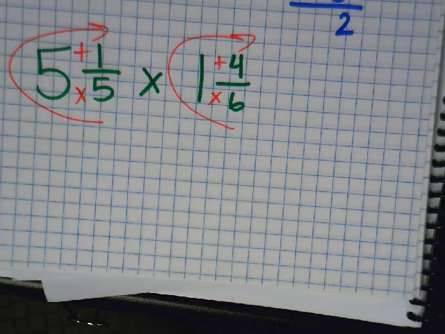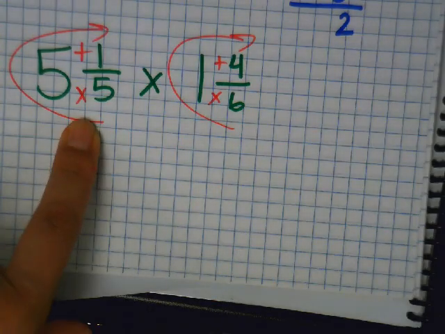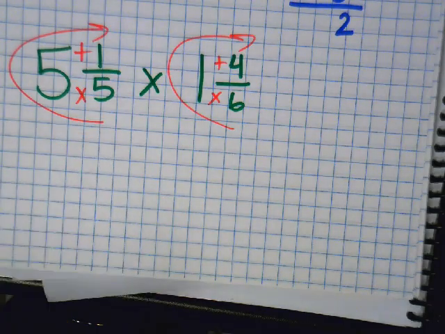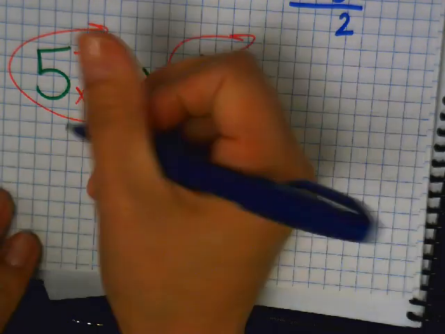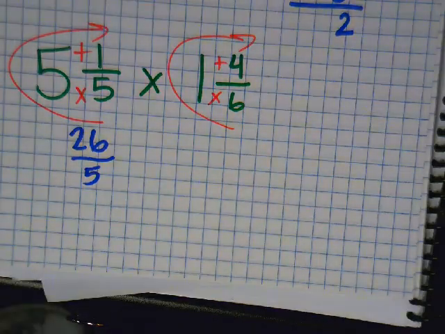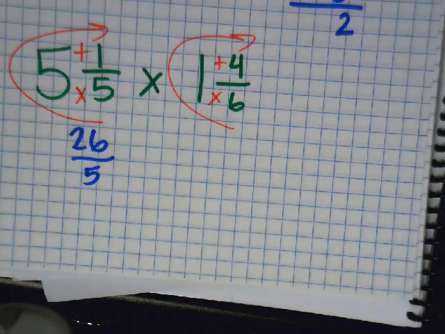Alright, who can raise their hand and tell me what's the first improper fraction? Tadeo, what did you get? I got 26 over 5. Very good. Good. Who wants to raise your hand and tell me the second improper fraction?